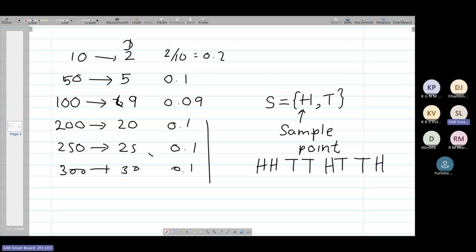It means initially, with 1 coin, we have 2 sample points. Tossing 1 coin means 2 to the power 1. Tossing 2 coins, 2 to the power 2. Tossing 3 coins, 2 to the power 3. Understood? Then tossing 10 coins, we have 2 to the power 10 sample points. Is it clear?